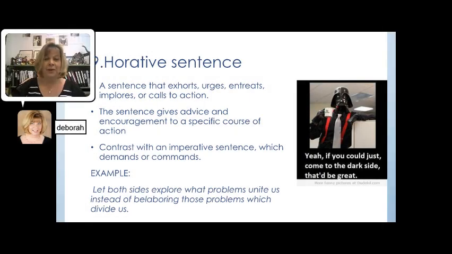A hortative sentence is one that is asking you to do something. It's kind of pleading and begging with you. It's exhorting or entreating or trying to inspire or encourage you. The sentence sometimes gives advice or encouragement to a specific course of action. This is very similar to the next slide, an imperative sentence, which is a direct command. In a hortative, it's saying, hey, we could do this. Wouldn't it be great? Let's all think about doing this together. So, let both sides explore what problems unite us instead of belaboring those problems which divide us. A hortative sentence is one that's urging you and hoping that you will do what it's asking you to do.